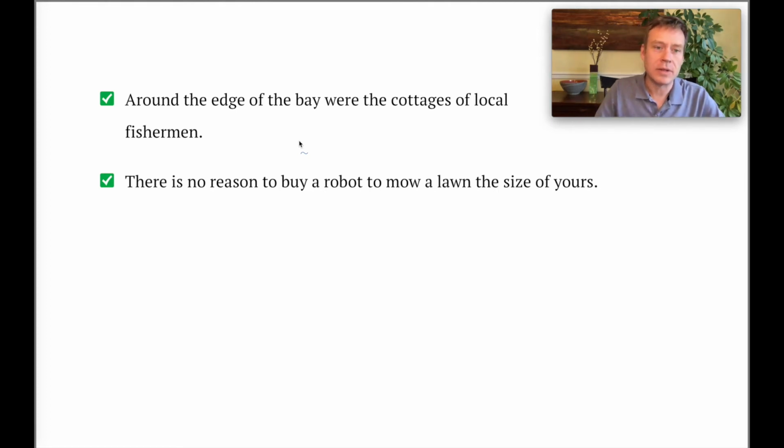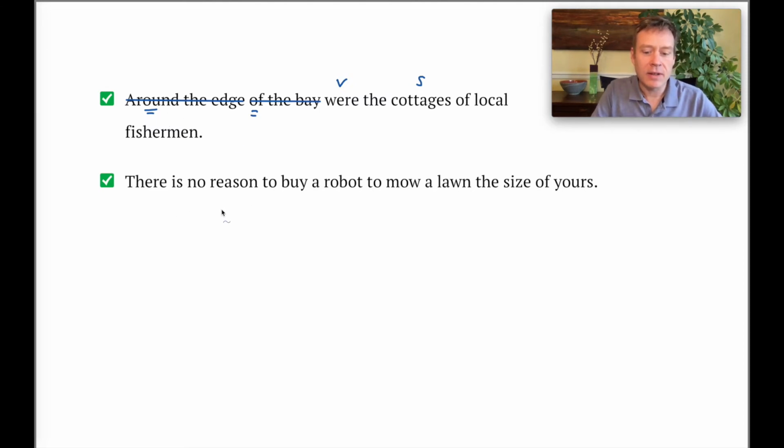That indicates that the subject must be after the verb. So here's an example. If we look for the prepositional phrases, around is a preposition, so around the edge. Of is a preposition, so of the bay. And here's the verb, were. There's nothing left in front of the verb that could be the subject, and so the subject has to follow the verb. In this case, the subject is cottages, and cottages is plural, so you would say cottages were. You wouldn't say something like cottages was. So this example is correct.